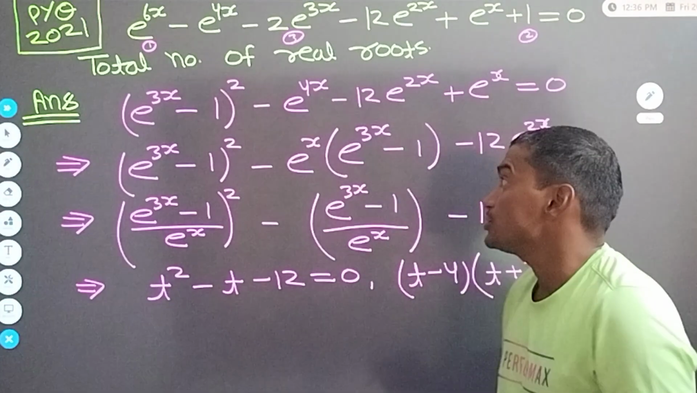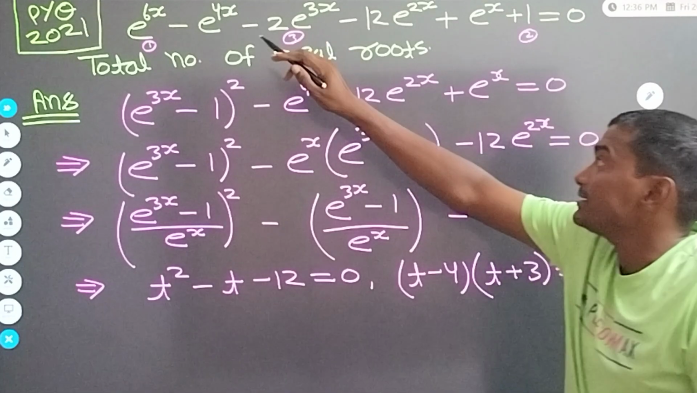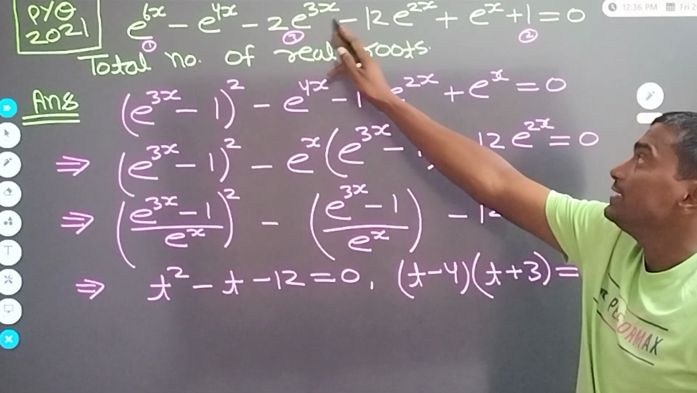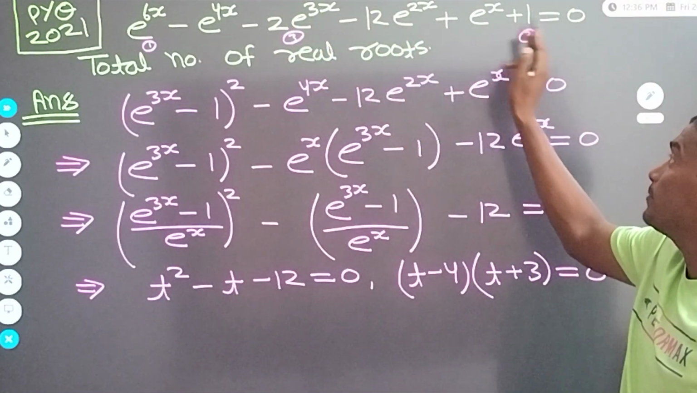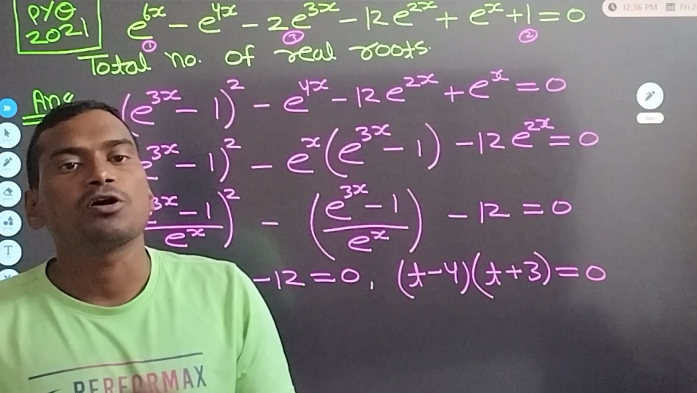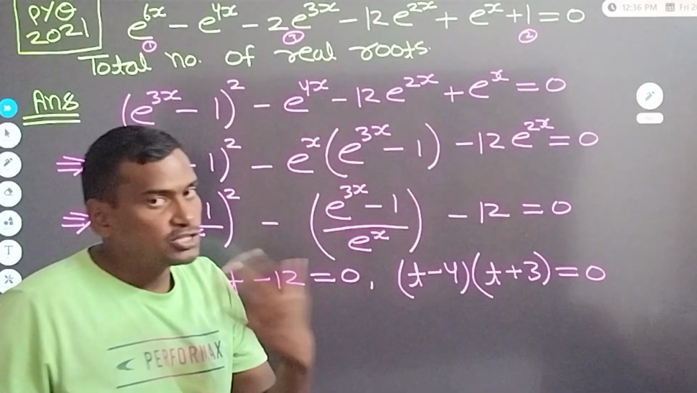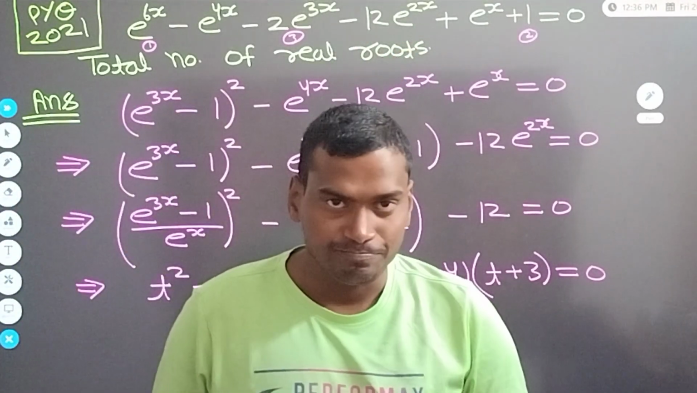First of all, see the question. What was the question? The question was e power 6x minus e power 4x minus 2 into e power 3x minus 12 into e power 2x plus e power x plus 1 equal to 0. Find out the total number of real roots of this equation. This was the question which was asked.